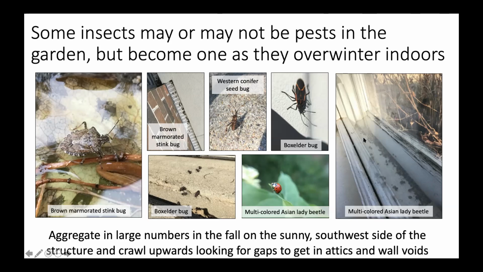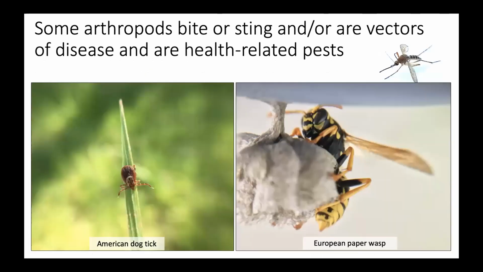And so farmhouses and some houses are just really prone to having overwintering pests hang out. So this is between window panes, and it's covered with lady beetles. So this does constitute being a pest some time of the year.